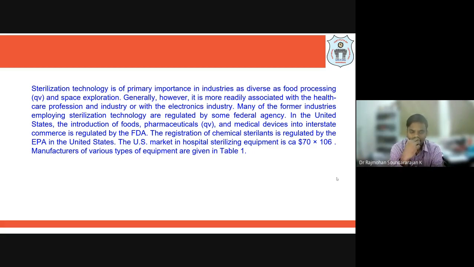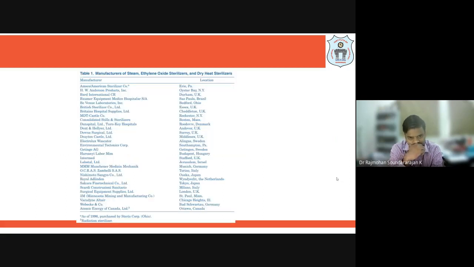We have seen about penicillin and discussed the different stages of getting approval. Any registration of a chemical sterilant is regulated by the EPA in the United States. Every country has its own regulatory authority. And if you look at the market of sterilizing equipment, it is very huge, about 70 into 10 power 6. There are different suppliers at the international level who make the equipment that does the sterilization operations.